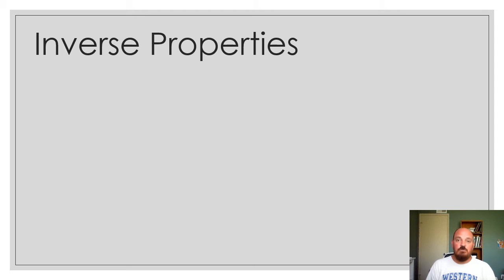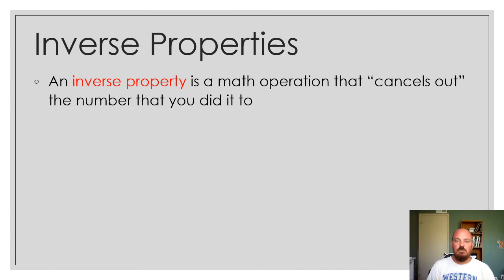Now our third set of properties is called inverses. When you're talking about an inverse in math, the best way to think about it is that an inverse either cancels out something you've done or basically undoes it. It does the opposite of something that you've done. So an inverse property is something that will cancel out or undo something that you've just done.